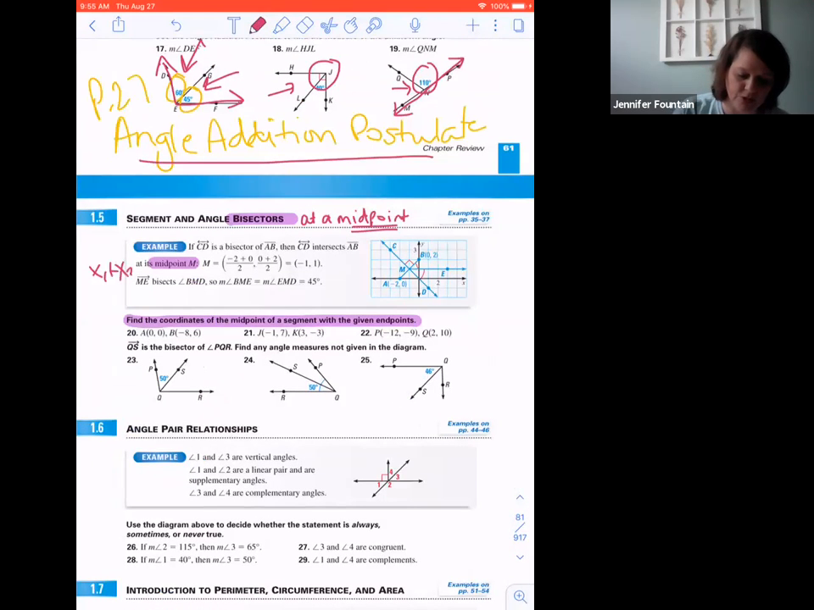X1 plus X2 divided by 2, Y1 plus Y2 divided by 2. Midpoint formula. You need to know that. Okay.